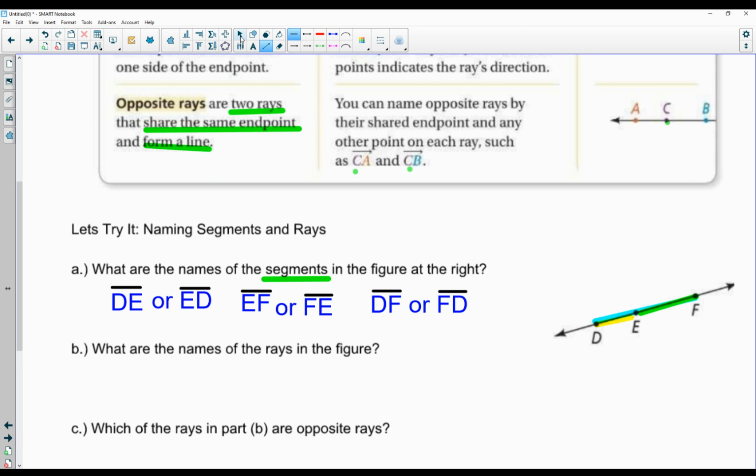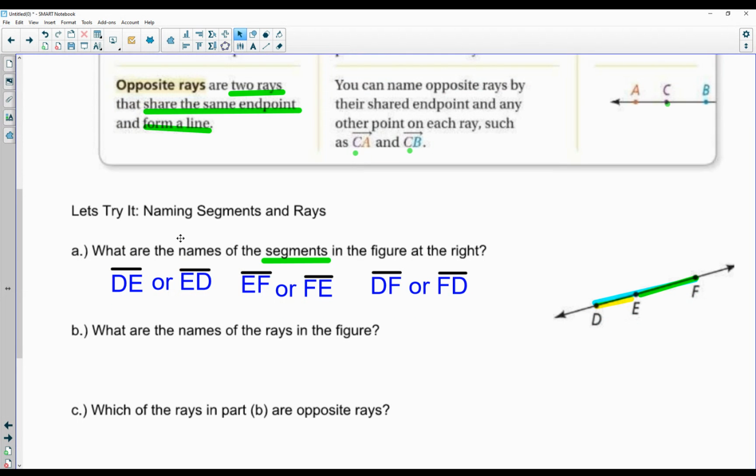Okay, how about some rays in the picture? So remember, a ray needs an endpoint and then needs to go infinitely in one direction. So I can't say ray D because there's no other point. So I'm going to have to start with point E. So I could have ray EF. I could go from E through F. So I'm going to write EF. I'll put my little arrow.